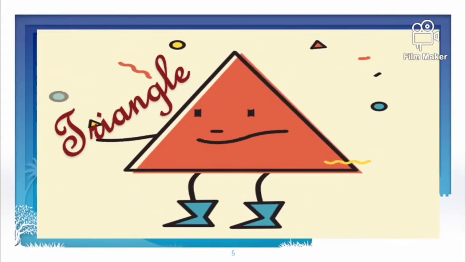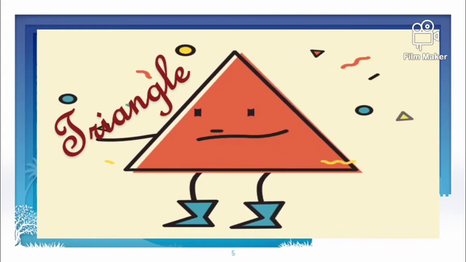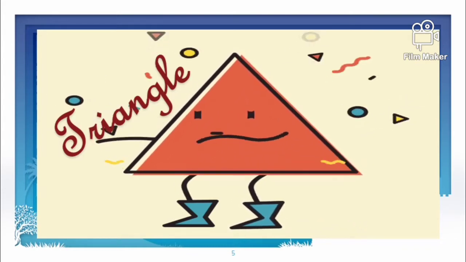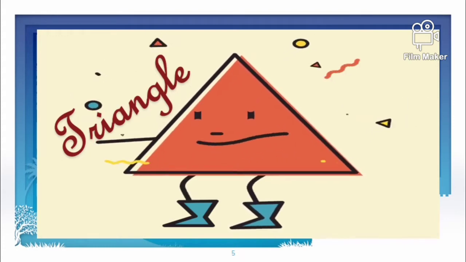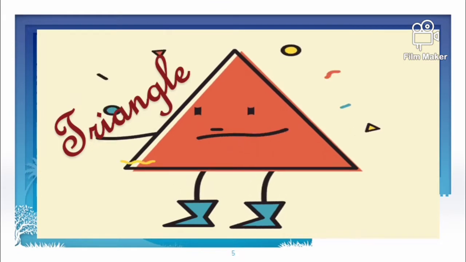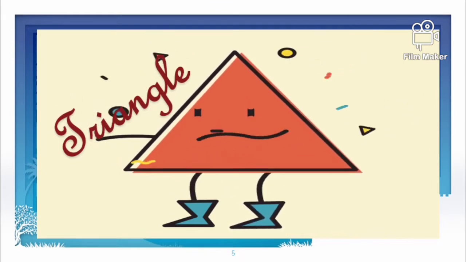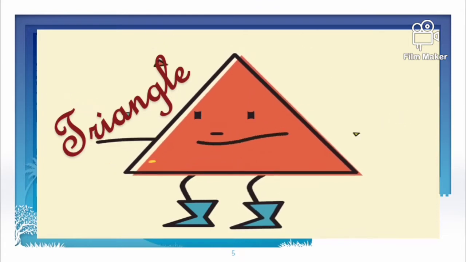Before starting the topic, we should know what is a triangle. Tri means three. A triangle means three angles. Means a triangle is a shape which has three sides and three angles.